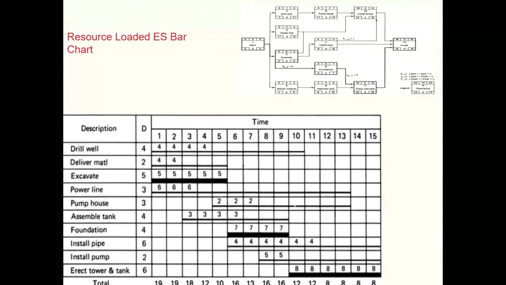Now in this problem, we also saw how we could use the same bar chart for managing our resources. So different activities have got different resources attached to it. So for instance, drilling of well required 4 workers per day, which we loaded onto this Gantt chart. And then we had a bit of a resource profile, which showed that on day one of our project, we need 19 people, and then down to 12 people on day 4.